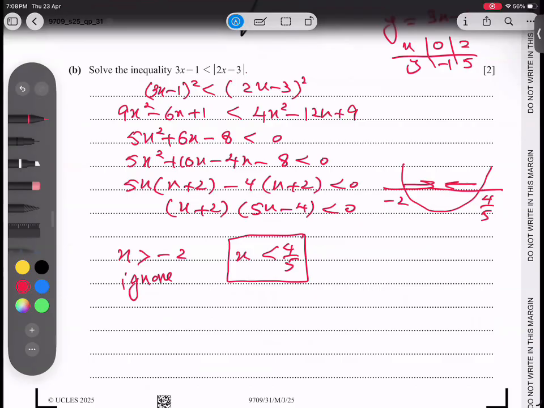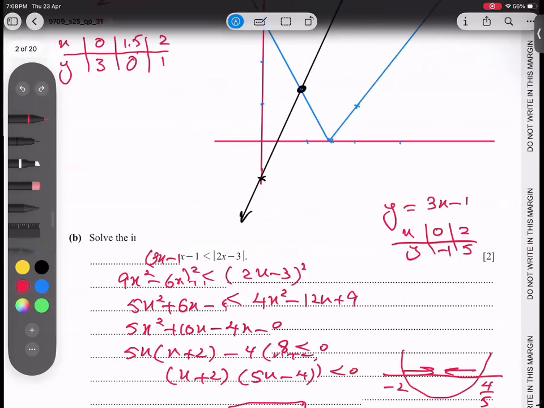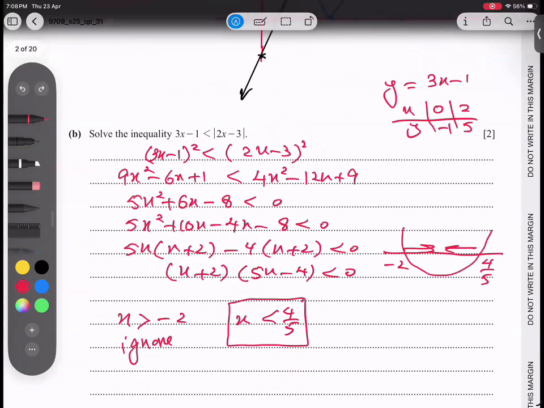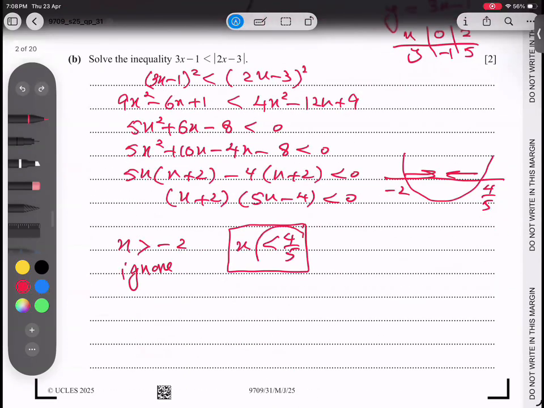So you learn one thing: whenever a diagram is given, you utilize the diagram and do it like this. But if a diagram is not given, students, then we will take, for example, some values less than 4 by 5, take any number and plug it in this equation. If it satisfies, we take it. For example, more than -2 is -1. You plug in -1 there. If satisfied, take it. Otherwise, ignore it.